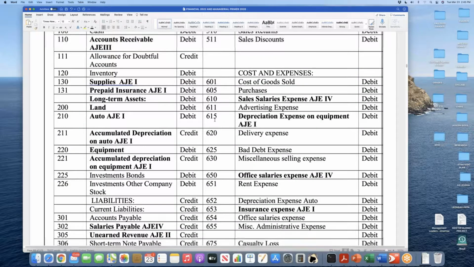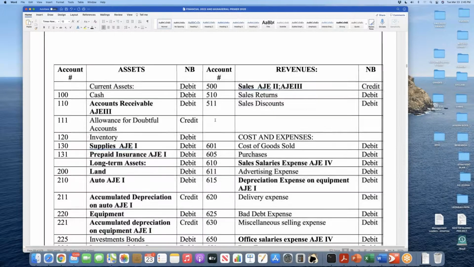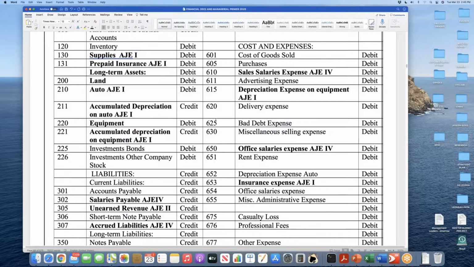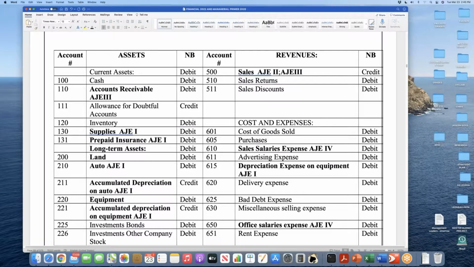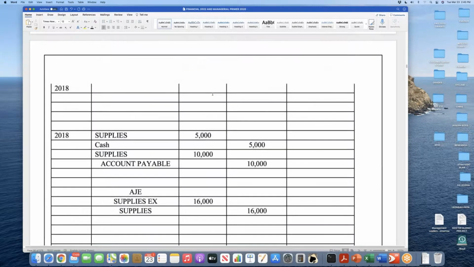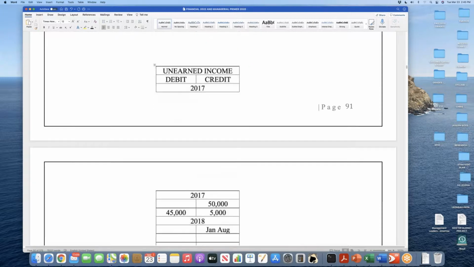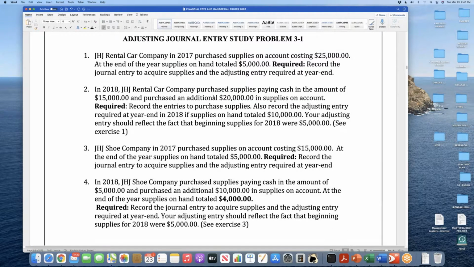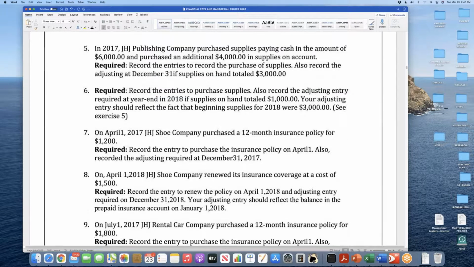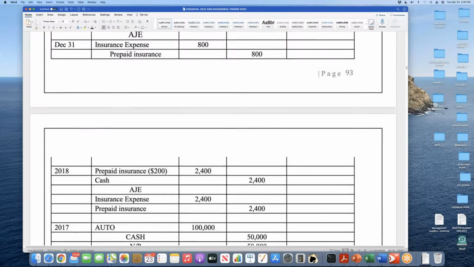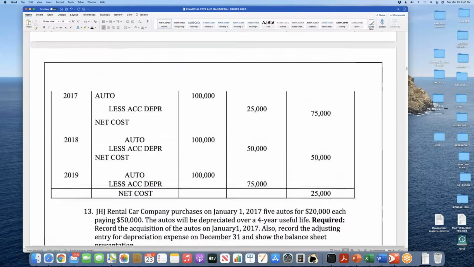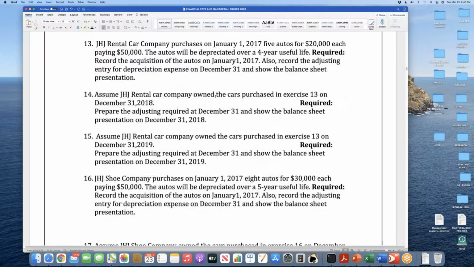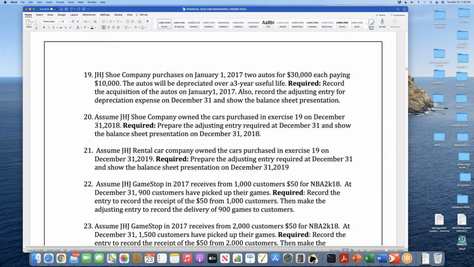Well, the best thing for you to do is to make your own chart. So you know that when we're talking about AJE2, it's 305 and 500. Those are the accounts. So let's go see if we can go down here and find some unearned revenue. Here we go.